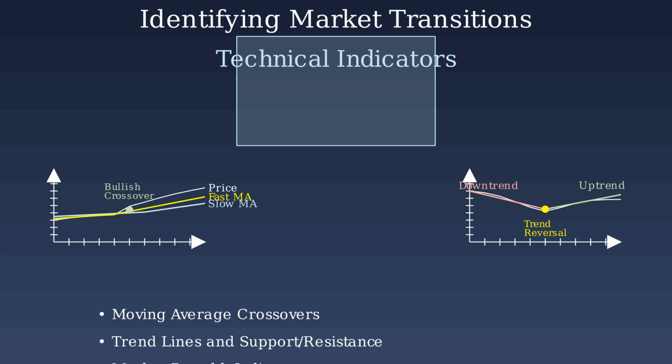Market breadth indicators measure the number of advancing versus declining stocks, helping to confirm the strength or weakness of market trends.